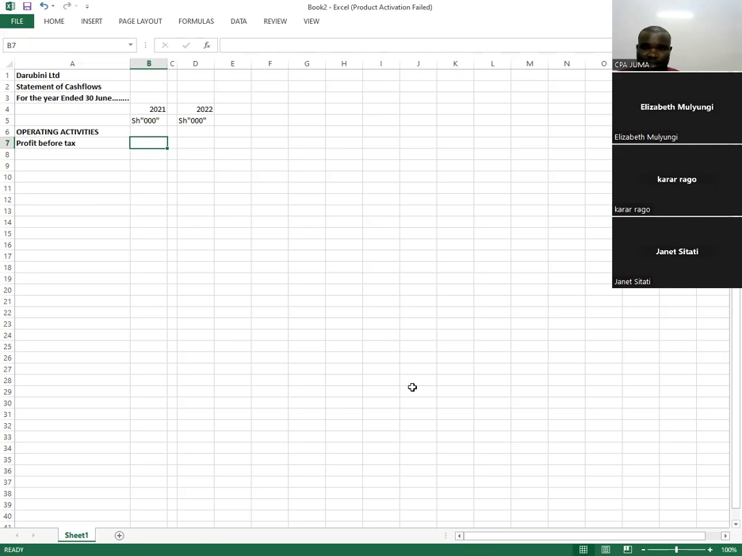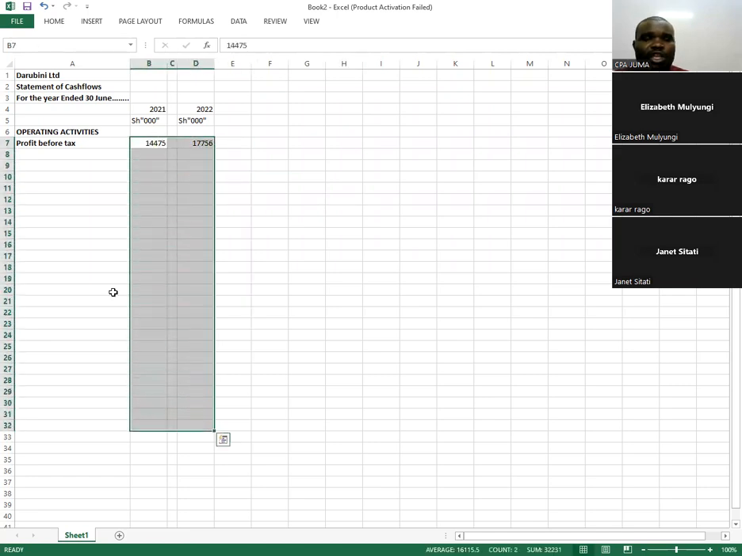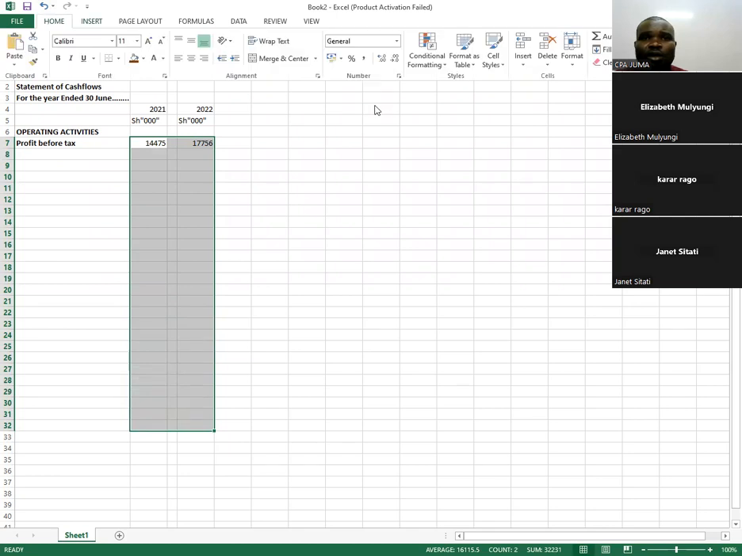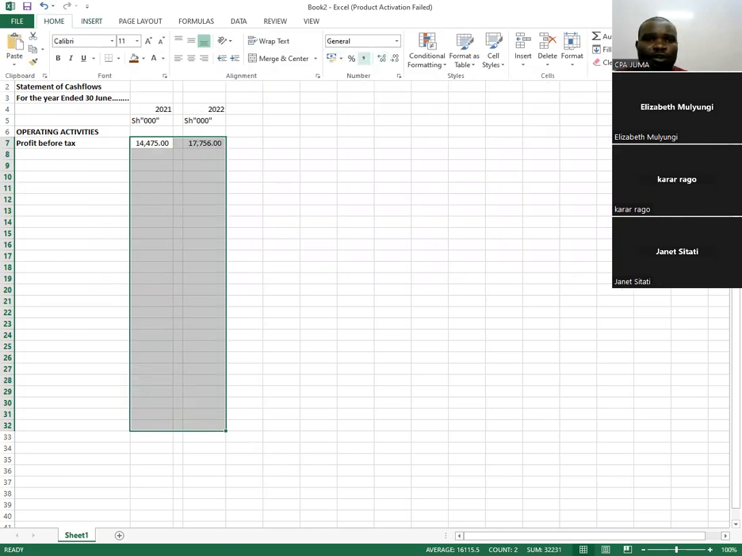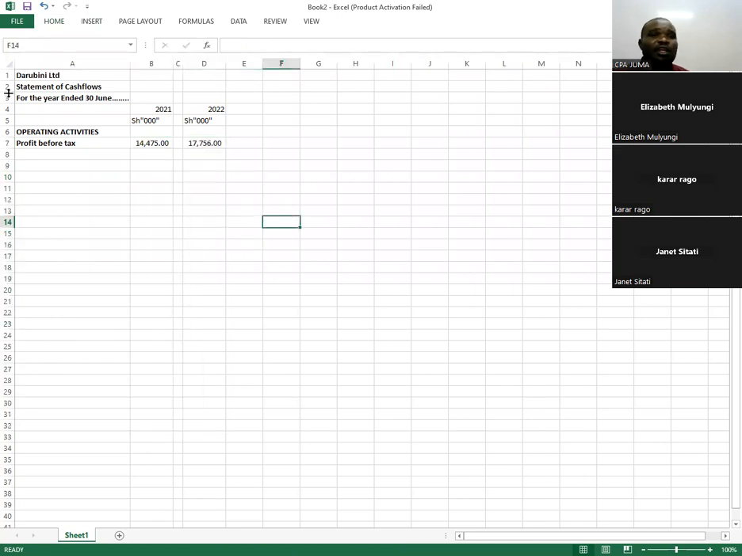So Bilha, 14,475 and 17,756, correct. Those are the profit before tax. So I will capture here 14,475. Then the other side, we have 17,756. Then in these cells here, I can highlight them. In accounting, at least you should have points like that.